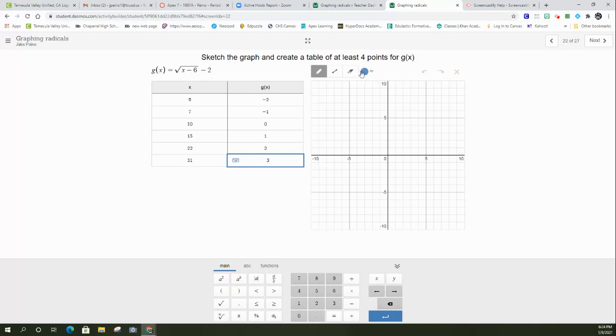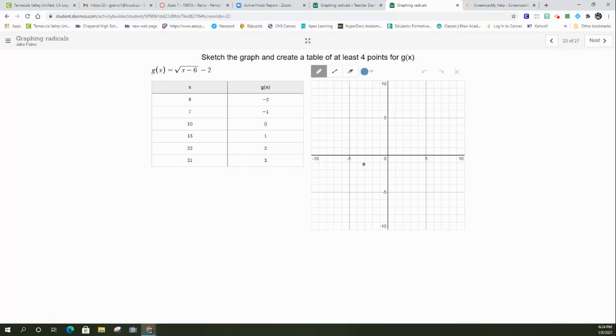So if I wanted to graph this, 6, negative 2. Oops, I didn't go down far enough. Undo. 6, negative 2. 7, negative 1. 10, 0. That's all that's going to fit on my graph.